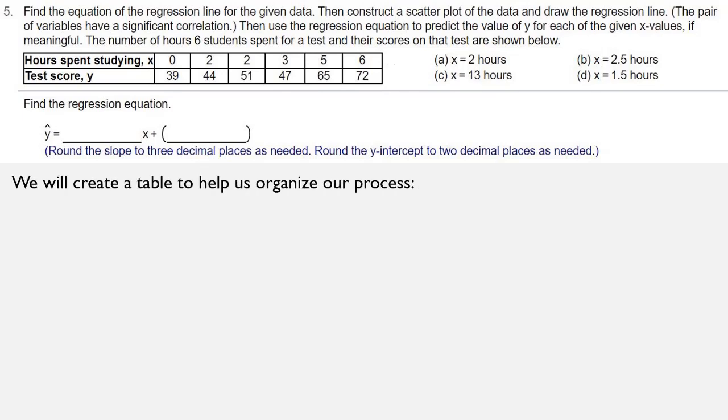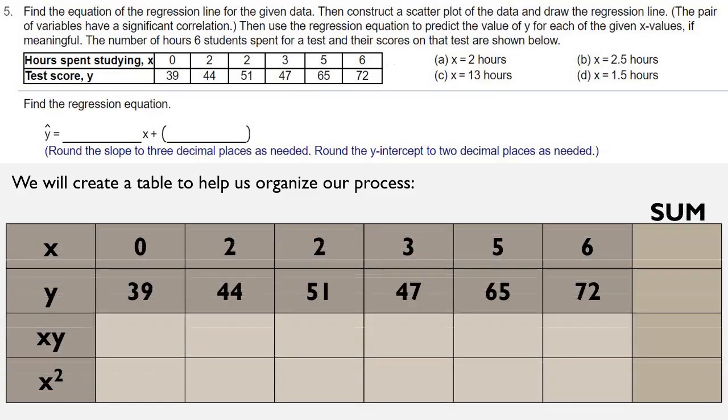We're going to use a table to help us organize our process. So we're going to create a table where we have these 6 x values and 6 y values. But then we're also going to add a row in the table for x times y and a row for x squared because we need that information to help us find m and b. So the first new row that we have is for x times y. So we're going to take each x value and multiply it to its y value.